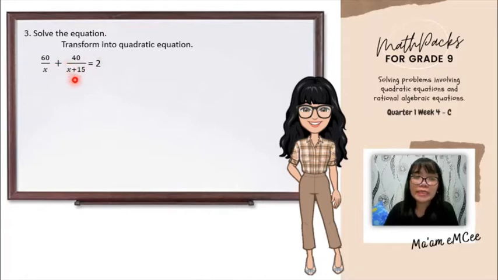So notice that in the first term only there is x, in the second term there is none. That means to say x is not common to x plus 15 and x. So the common factor is 1. And as I have discussed in our previous video tutorial, if there is no common factor other than 1, then automatically, the LCD for that particular equation will be the product of the denominators.